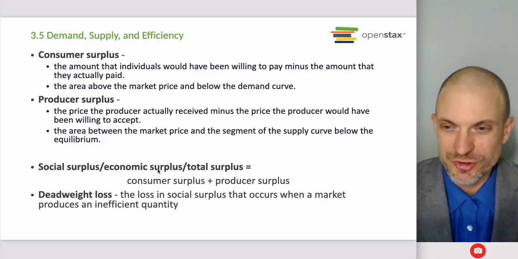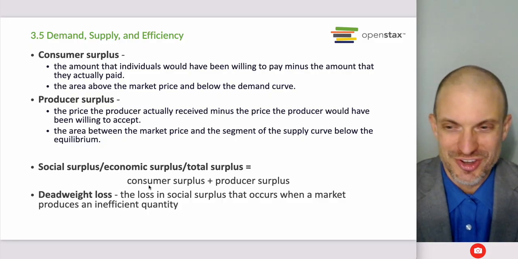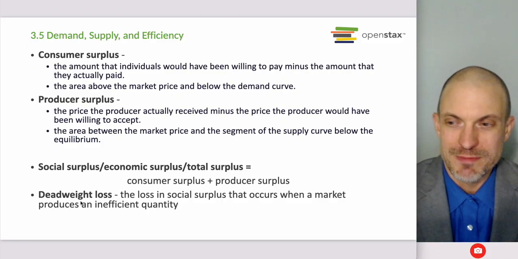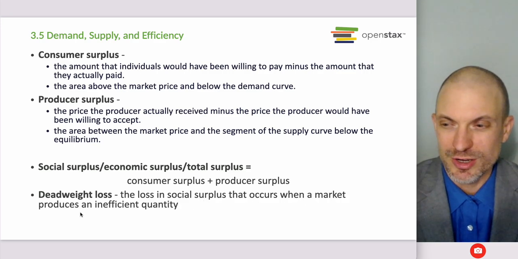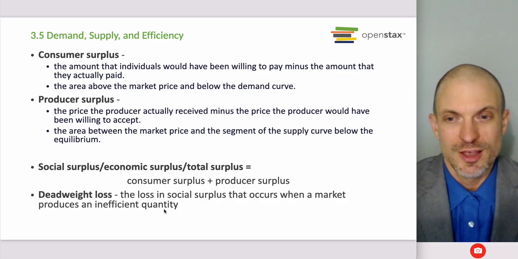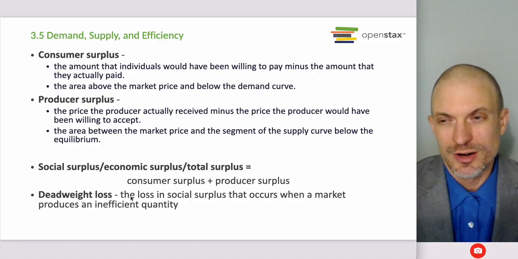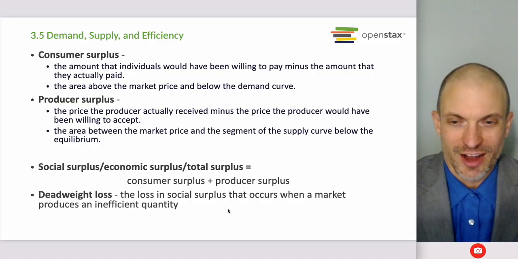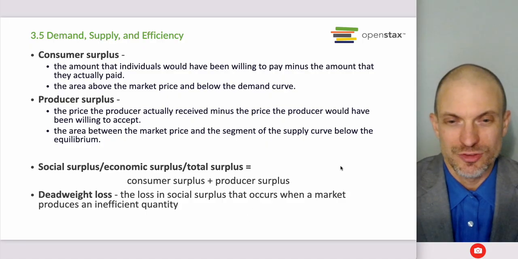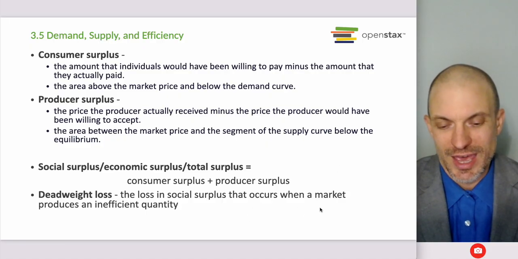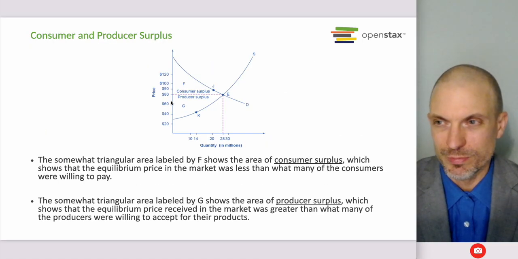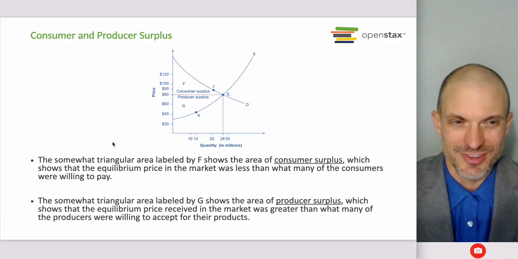Okay, social surplus, economic surplus, total surplus is just the sum of consumer surplus and producer surplus. Deadweight loss would be a measure of inefficiency. This would be the loss of social surplus occurring when a market produces an inefficient quantity. Deadweight loss refers to the inefficiency that enters when there are value-creating transactions that don't happen. And we could see that immediately if we have the wrong price, if there's a shortage or surplus. That's probably the example they've got.